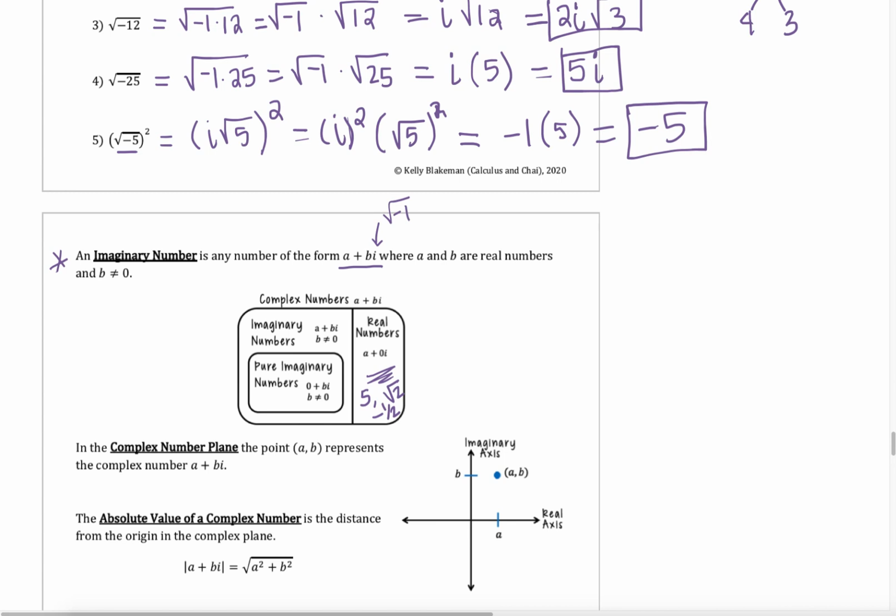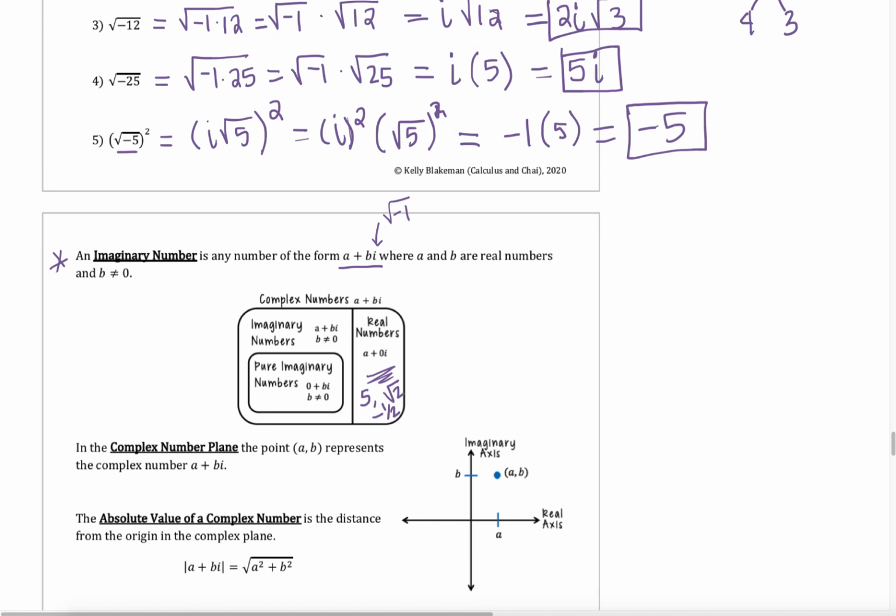In this part we have two pieces. The a is called the real component and the bi is called the imaginary component. And so within imaginary numbers, if our a term happens to be 0, which is our real term, then we just end up with b times i, and we call this a purely imaginary number since we have no real component to it.